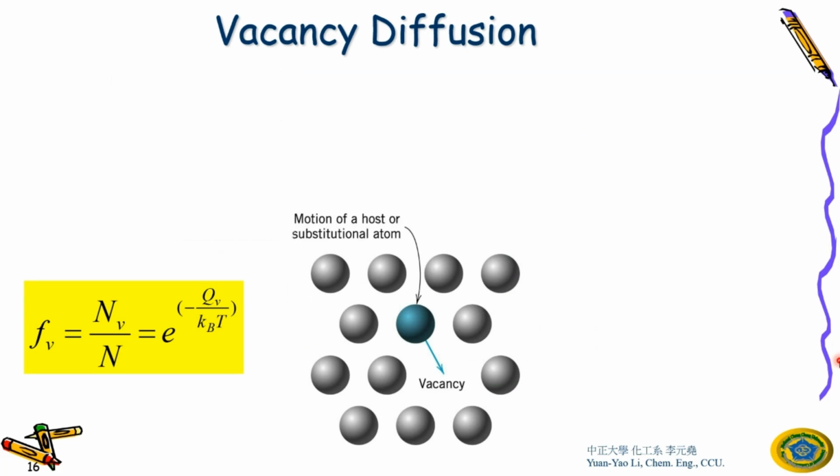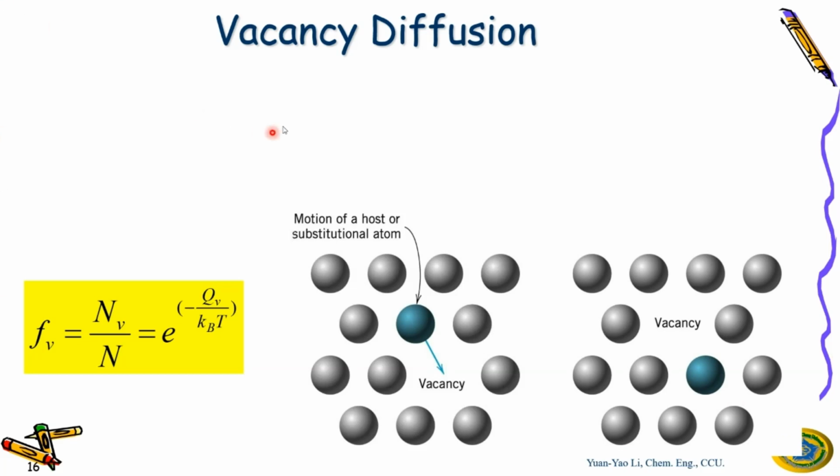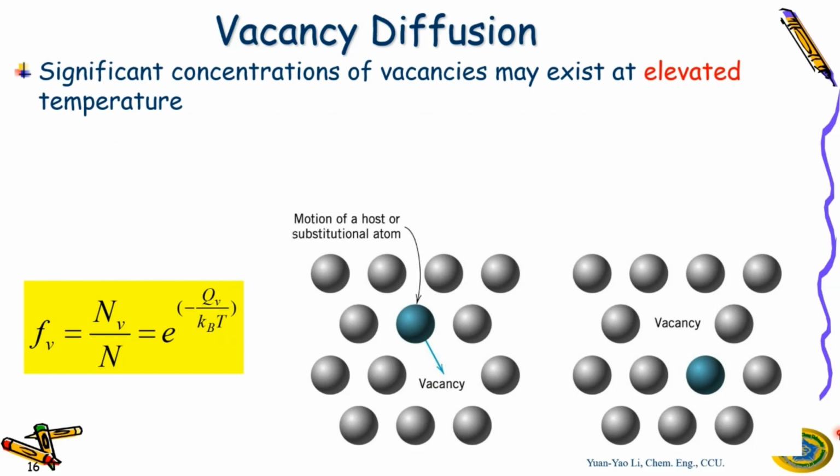So vacancy diffusion is that you have a vacancy. Of course, vacancy, this is the void fraction. The void fraction is related to what? The temperature, right? Activation energy against thermal energy. I hope you still remember. So you have a vacancy, and because of the temperature, this one moves. So this is vacancy diffusion. Significant concentrations of vacancies may exist at elevated temperature. If you increase temperature, you have more vacancies. If you have more vacancies, you will have faster diffusion.